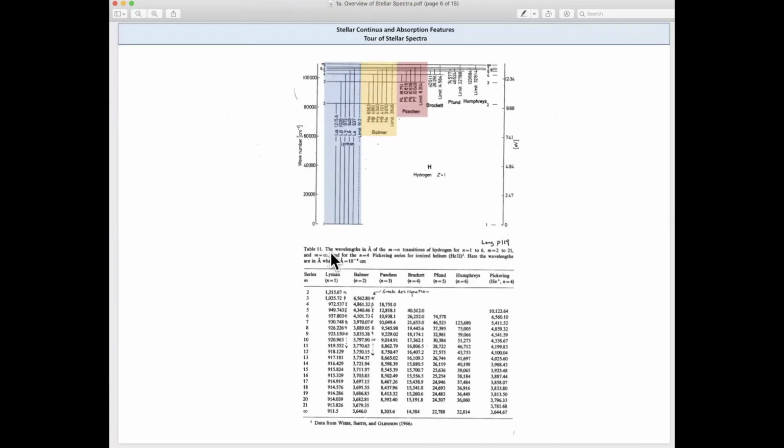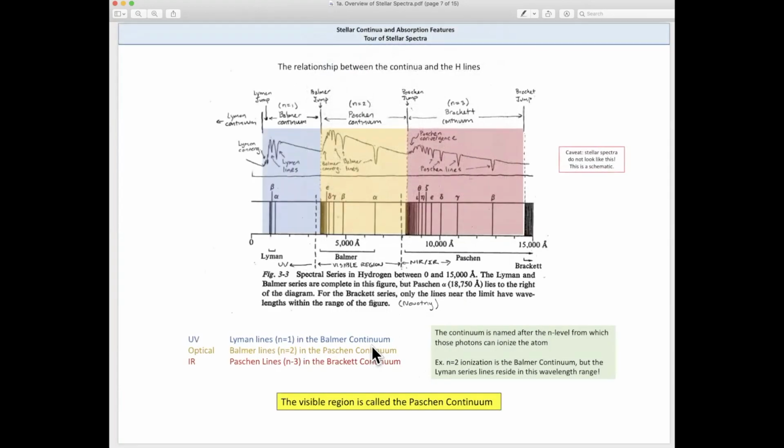And then we have the Paschen series, which is if you have electrons in the n equals 3, a photon out here at 1.8 microns in the infrared can knock you from 3 to 4. And so that's this entry here. This would be Paschen alpha, beta, gamma, blah, blah, blah.